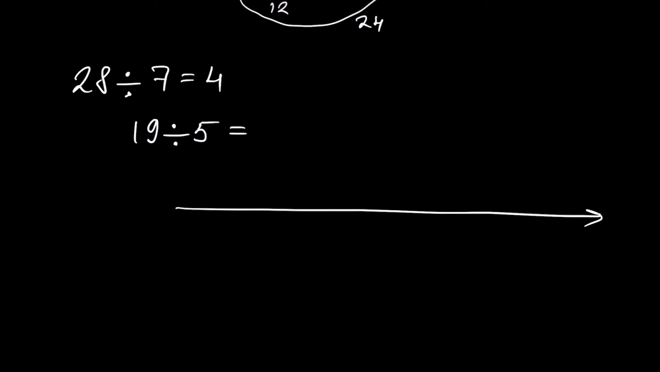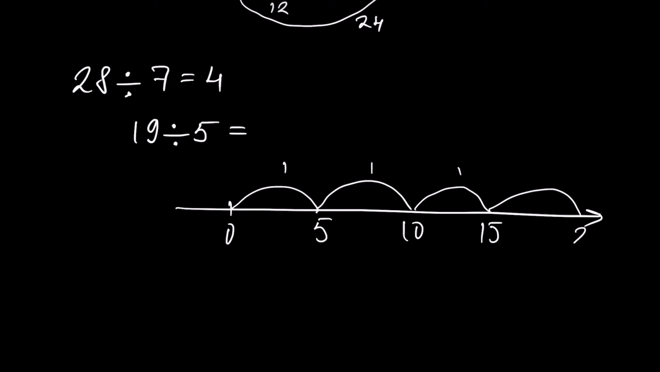Because if we have 5 one time, it will be 5. 5 two times will be 10. 3 times will be 15. And 4 times is already 20, where 19 is somewhere here. That's why 5 is contained in 19 3 times. And we write 3 times 5, which is 15, plus 4. And 4 is called the remainder.